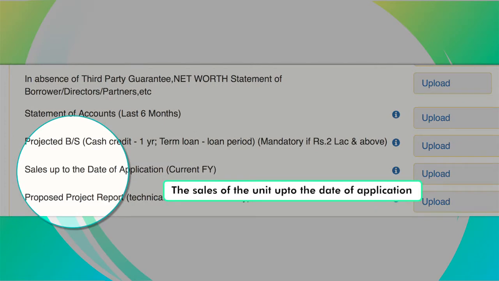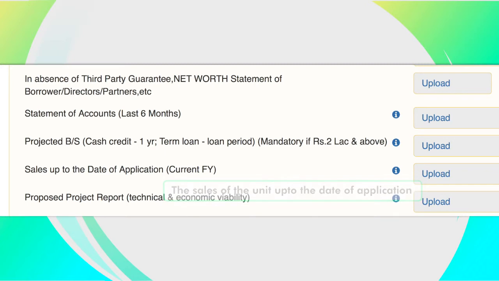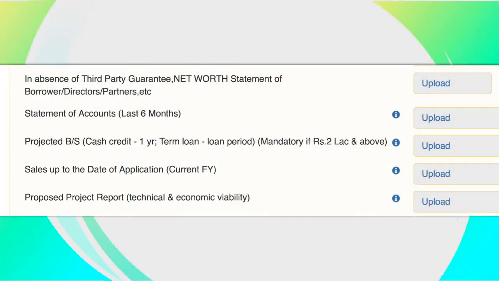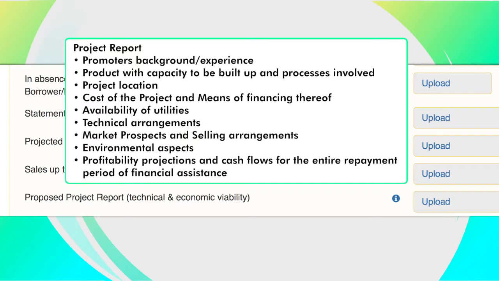The sales of the unit up to the date of application needs to be uploaded. Proposed project report. The unit seeking financial assistance for implementation of its business idea is required to prepare a project report covering certain important aspects of the project.